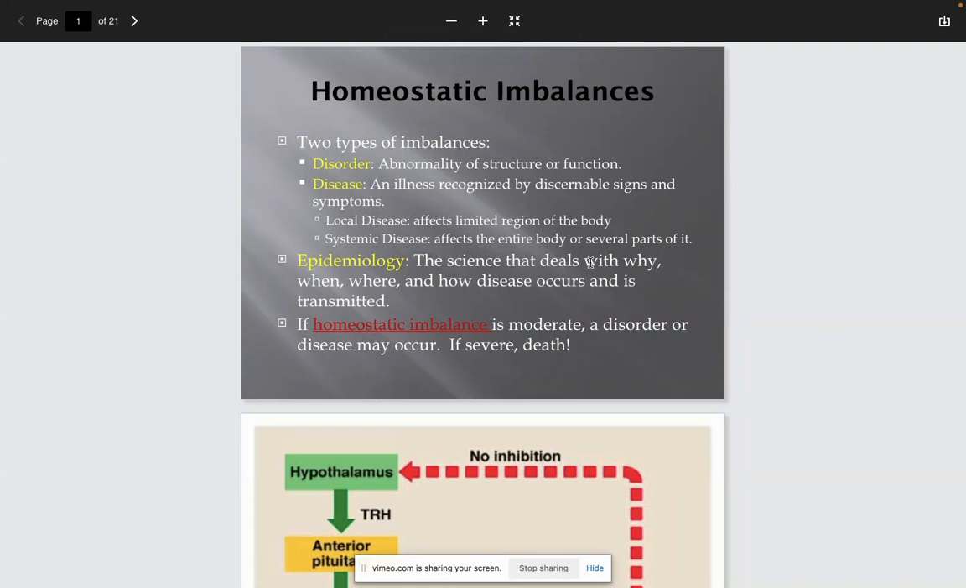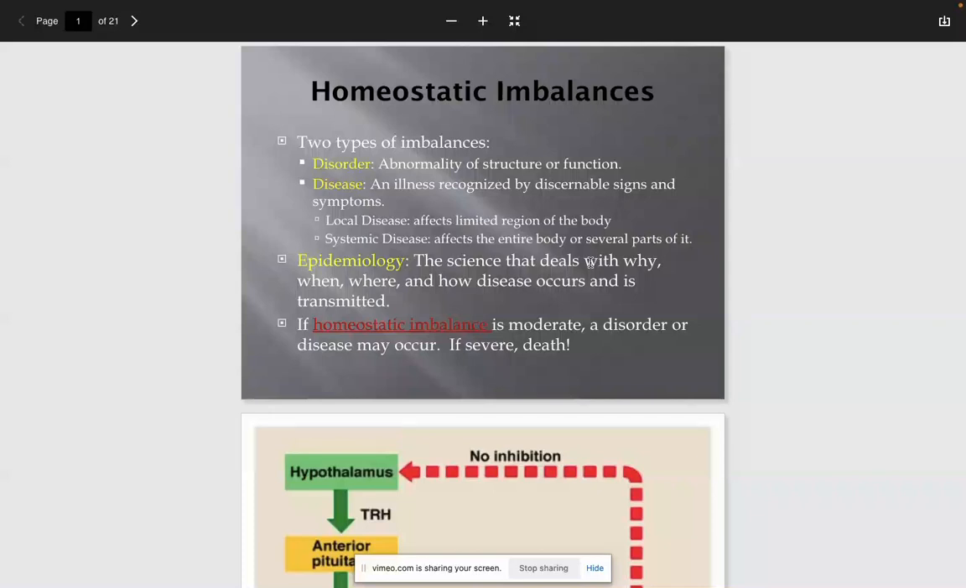Whenever we are able to discern the signs and symptoms of the illness, we call that a disease. So these two are related. You can have a disorder, having an abnormality in a structure or a function, right? Whenever we can discern the signs and symptoms of the illness, we call that a disease. Now, the study of disease is called epidemiology. So I want you to think of it as we have a disorder, that's an abnormality in a structure or a function. Because we have a disorder, we can now see signs and symptoms. We call that a disease process. And from there, we have epidemiology, which is the study of the disease.